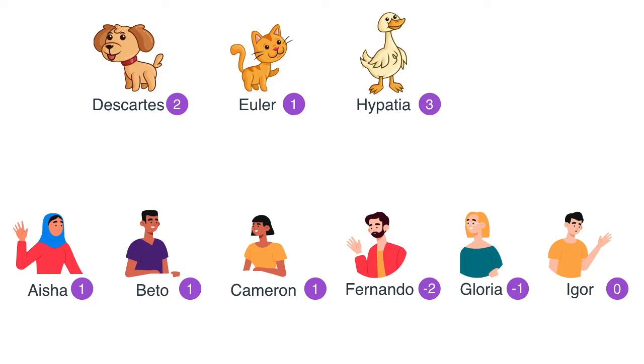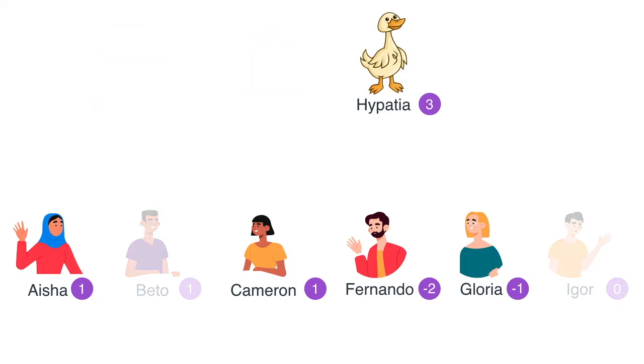For example, let's figure out the probability that the duck Hypatia showed up. Well, it turns out that does not depend on all the weights of the system, only on the humans, so we can forget about the other pets. Now we'll look at all the humans that showed up in the scenario. Let's say we are in a scenario where only Aisha, Cameron, Fernando, and Gloria showed up, and not the other two.